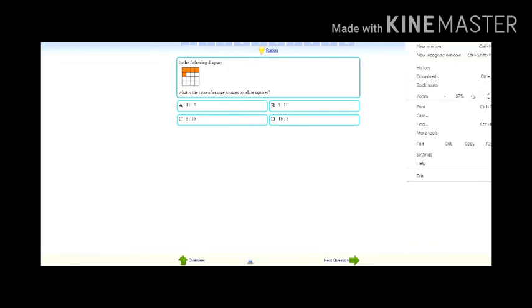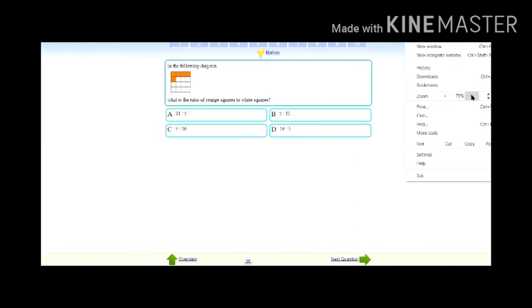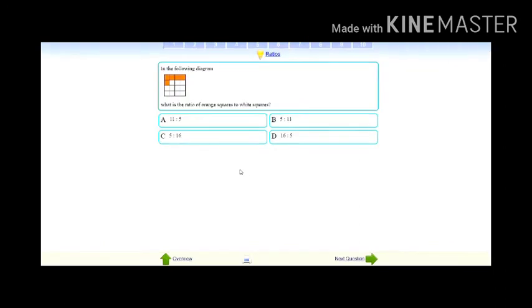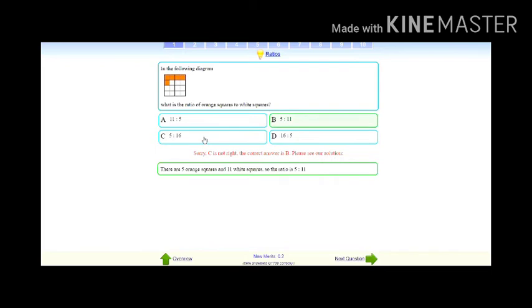So the first thing you will write, like they said, is the ratio of the orange squares to white squares. First you count the oranges, and then the white. Then 5 to 16. Okay, let's see. 5 to 16. I clicked wrong. Now see what's wrong. What is your mistake?